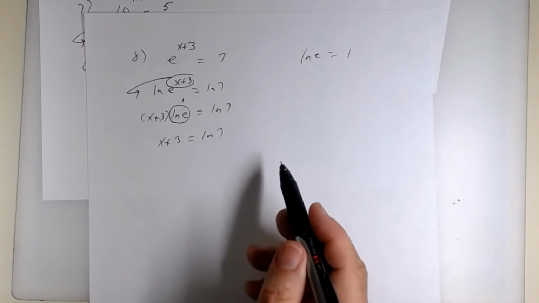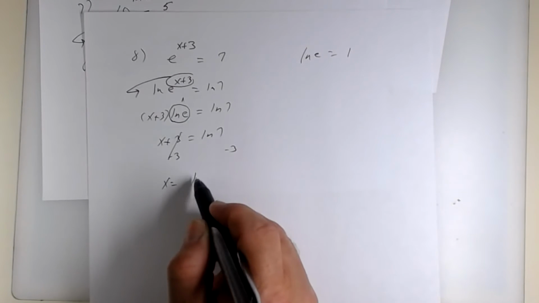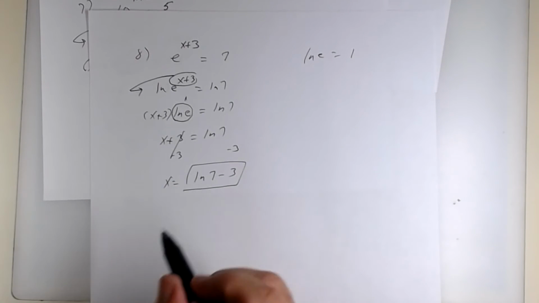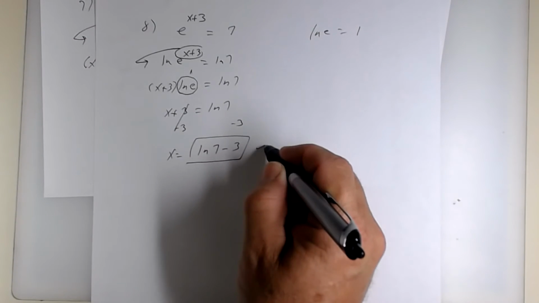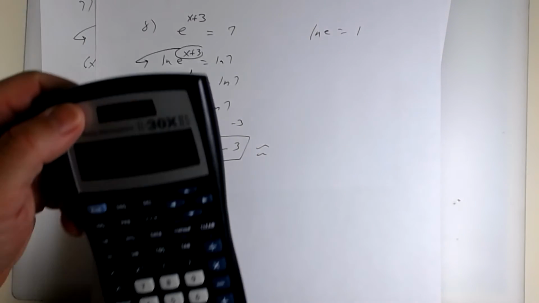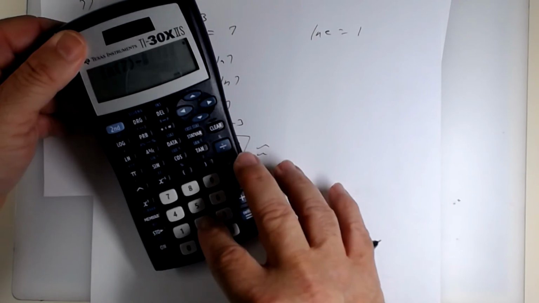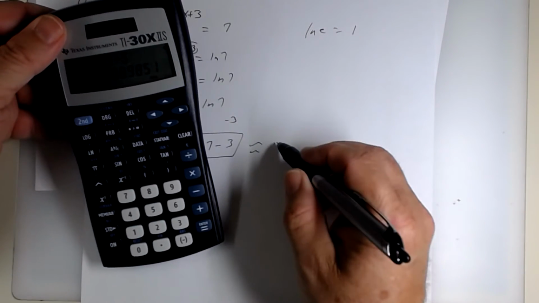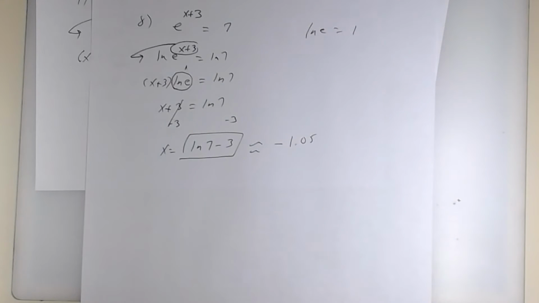And one more step and you're done. Take 3 from both sides. And so x equals natural log of 7 subtract 3. So that'll be the answer in the first blank. And then approximating this to 2 decimal places, you would say natural log of 7 subtract 3. You get negative 1.05. So make sure you get negative 1.05.